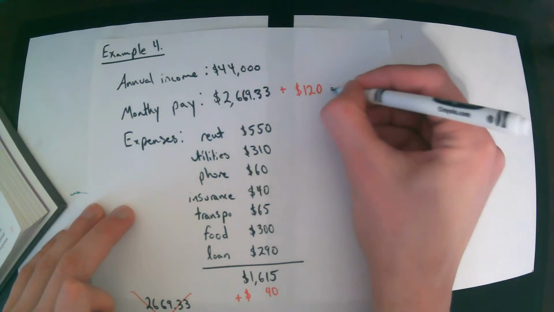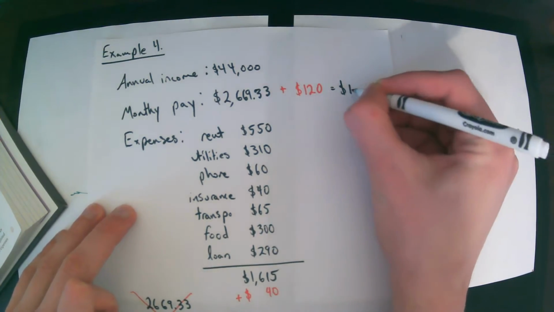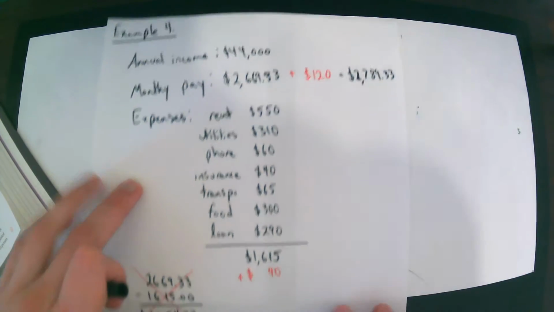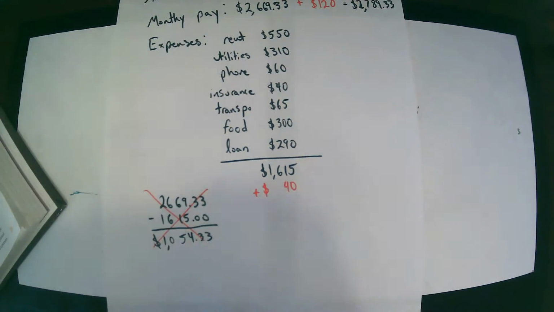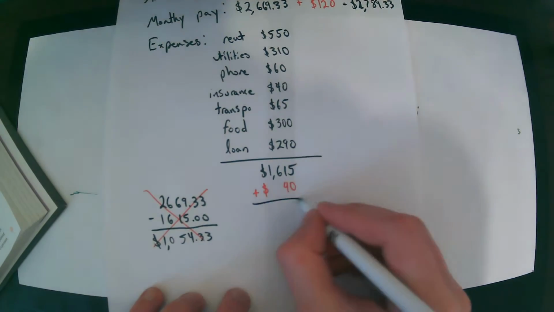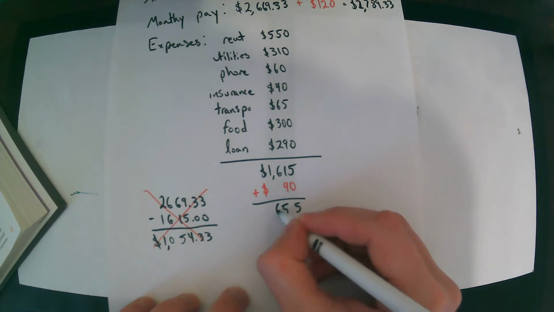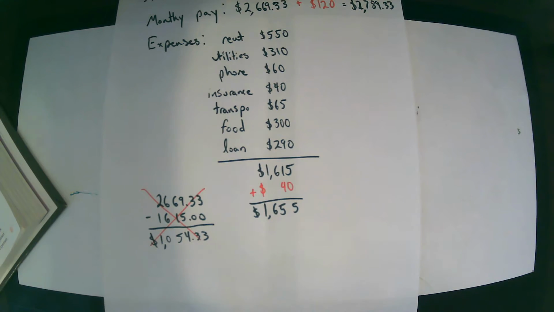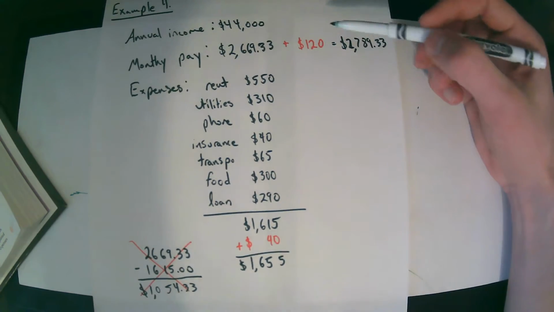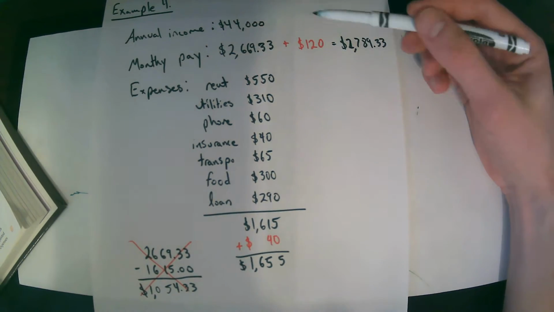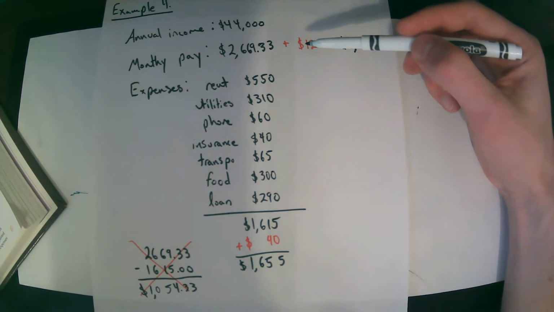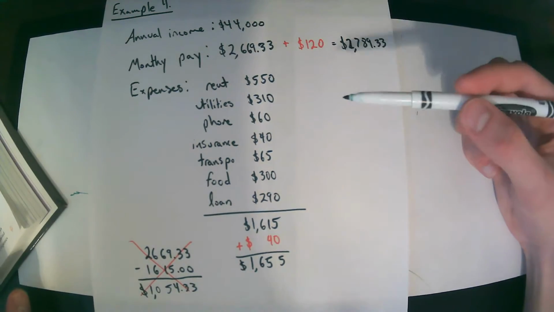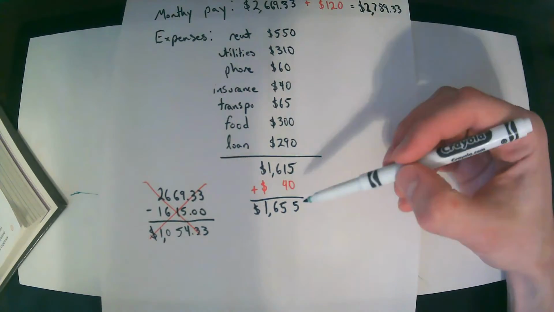Her monthly pay becomes 2,789.33, and her monthly expenses go up a little bit to 1,655. So the 120 came from multiplying 30 by 4 because that was a weekly average pay. $30 a week, that's weekly, so I scaled it up by 4 to become monthly. And the $45 a month, that's already monthly.